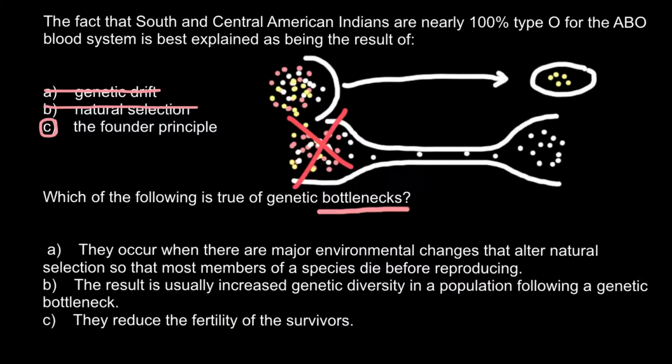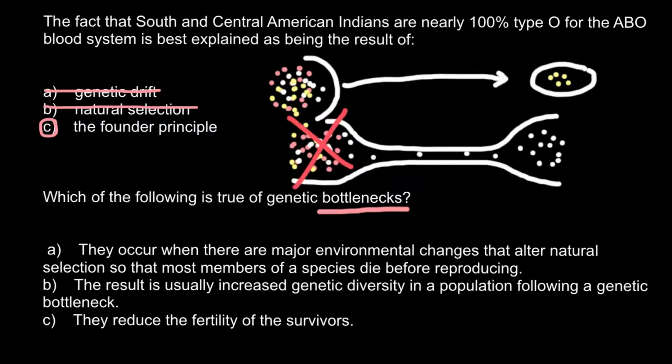So answer C, they reduce the fertility of the survivors. Let's consider this answer: fertility of the survivors reduced. And this is true because here we would have very few initial animals or plants that would establish a new population, and that means this population would be highly inbred, and inbreeding leads to reduced fertility. But let's consider other answers before we make a choice.